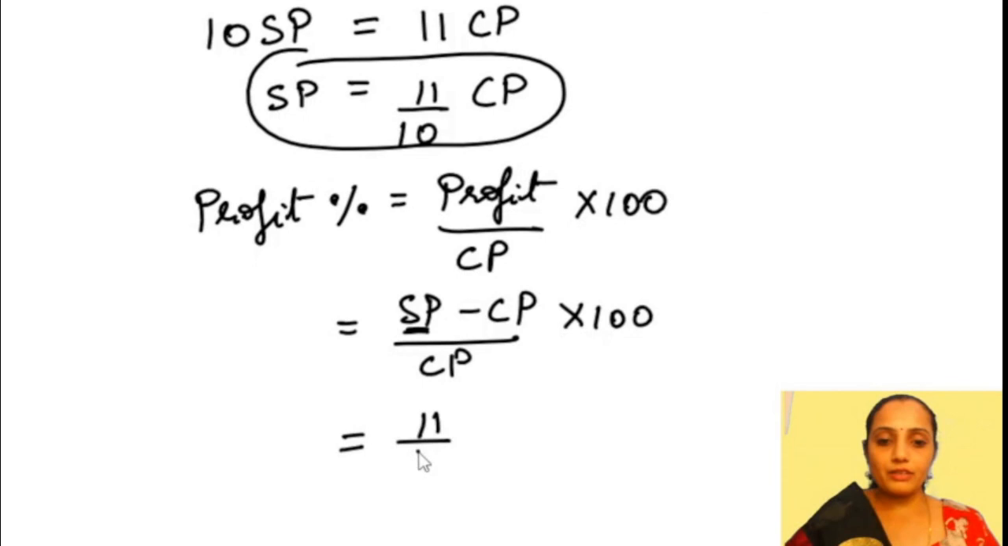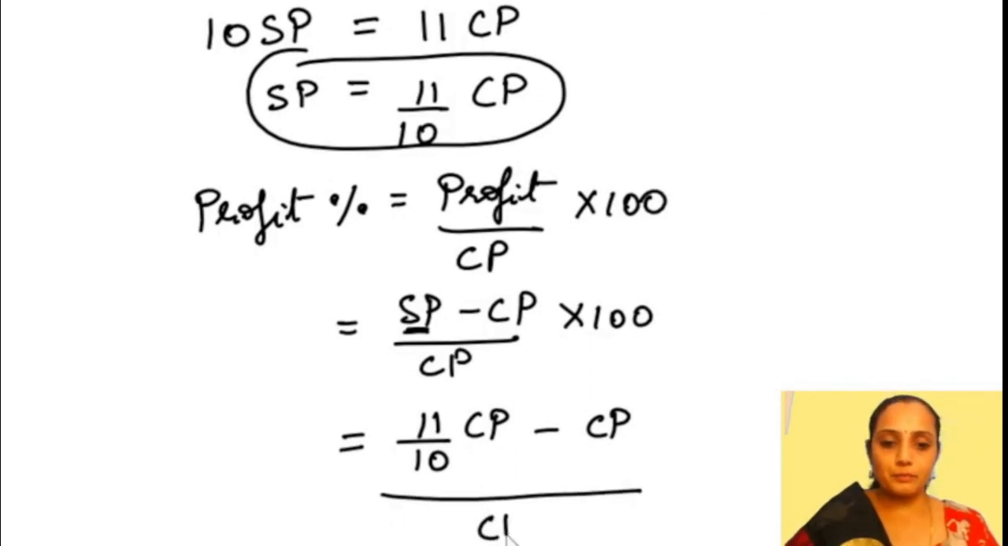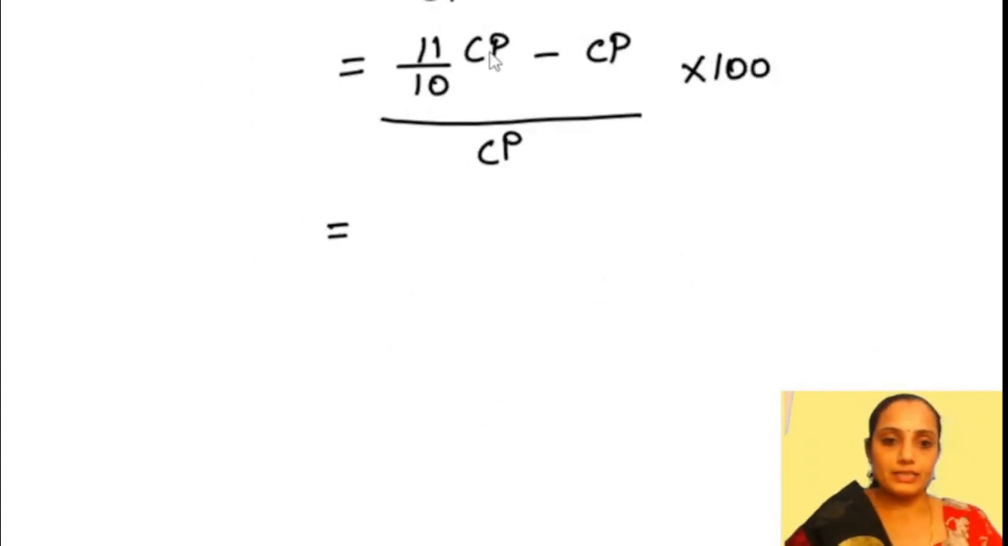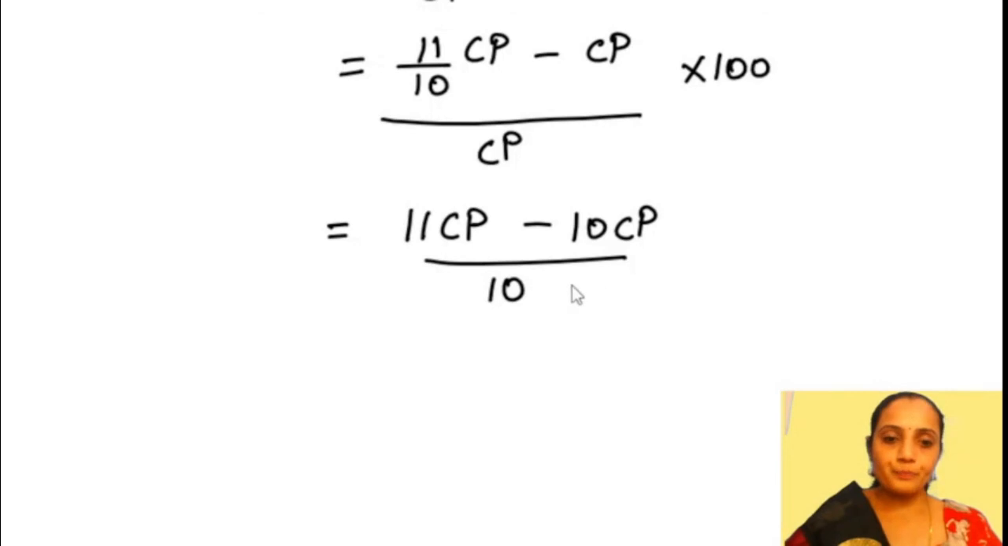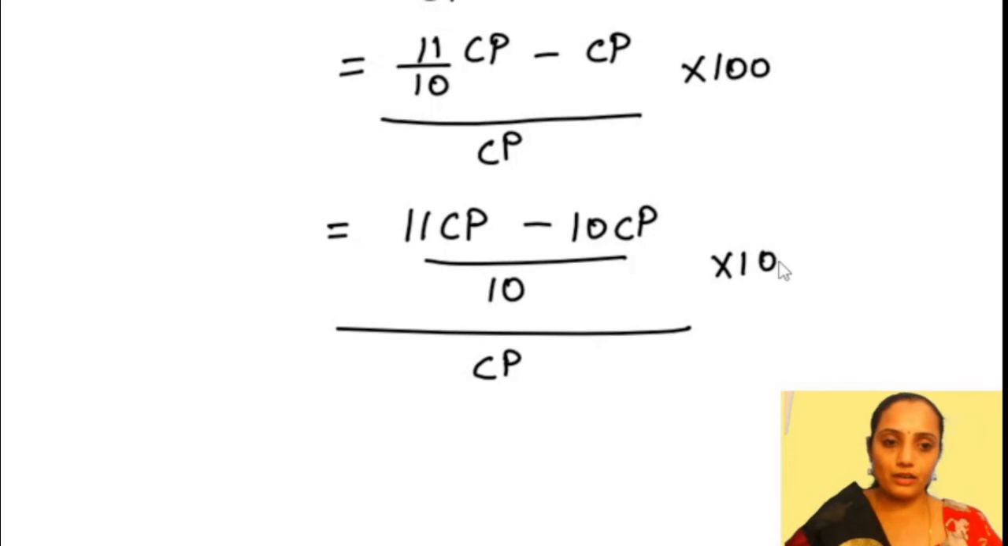So (11 by 10 CP minus CP) divided by CP into 100. CP and CP, these both are like terms. So let's take the LCM in the numerator. So that becomes 11 CP minus 10 CP. Now 10 is the LCM, so it becomes 10, the whole thing divided by CP into 100.